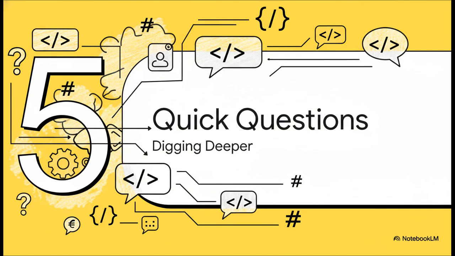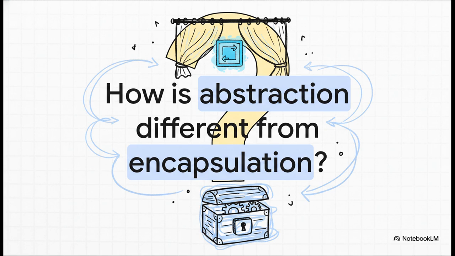All right, let's take a moment and dig a little deeper. We're going to tackle a couple of the most common questions that pop up when talking about abstraction, just to make sure we've really got this locked in. This is a classic, and it's so easy to get them mixed up. They're both about hiding things, but, and this is the key, they hide things for totally different reasons.